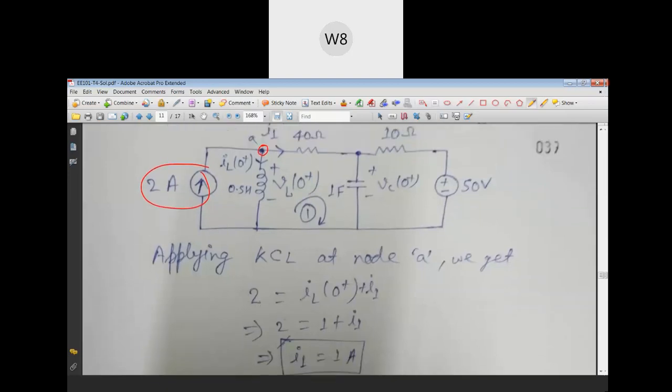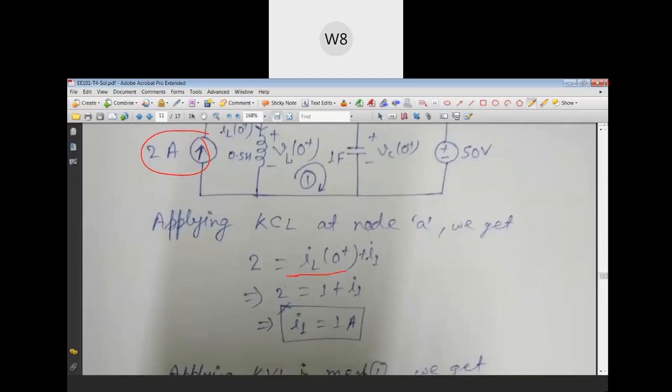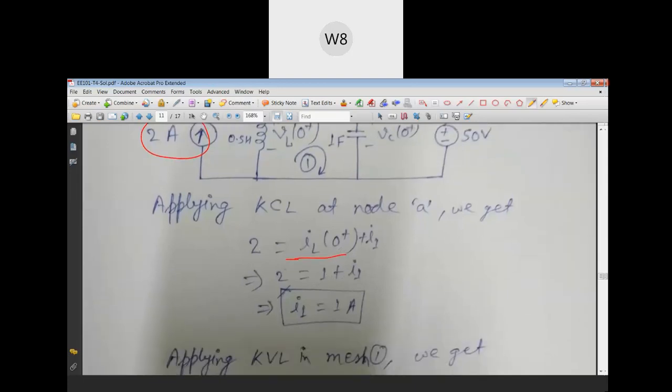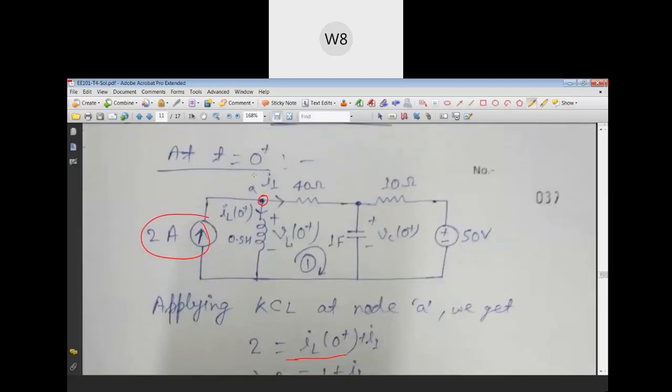So this 2 ampere is equal to the new current through inductor plus the new current through 40 ohm. And as we know, the current through this inductor is going to be same as the previous scenario, that means at moment 0 minus, which was 1 ampere. So the equation becomes 2 ampere is equal to 1 ampere plus I1. So now we have a current of 1 ampere through 40 ohm, but now it is flowing in this direction, that is from left to right. Earlier it was right to left.